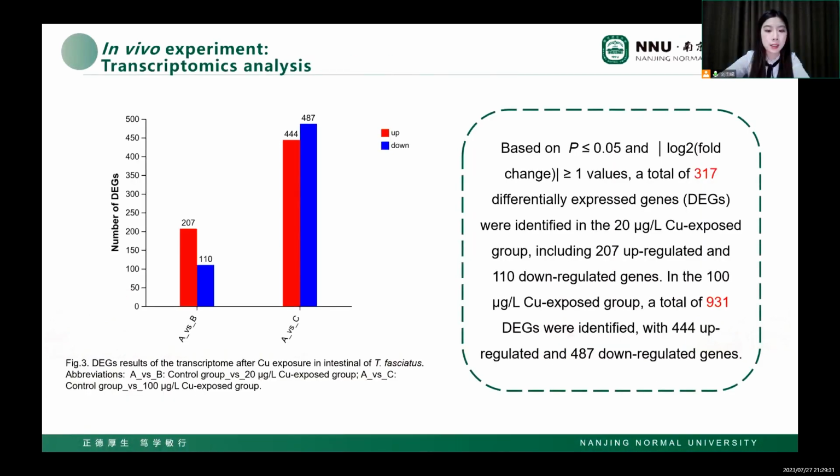And then is the transcriptomic analysis. In the 20 micrograms per liter copper exposure group, we found a total of 317 differentially expressed genes, with 207 upregulated genes and 110 downregulated genes. As for the 100 micrograms per liter copper exposed group, we identified a larger set of 931 genes, including 444 upregulated genes and 487 downregulated genes.